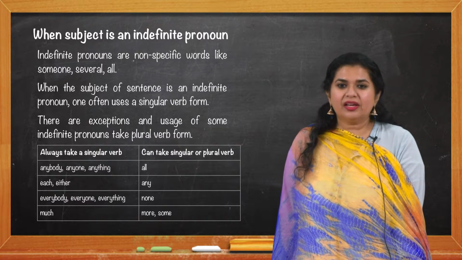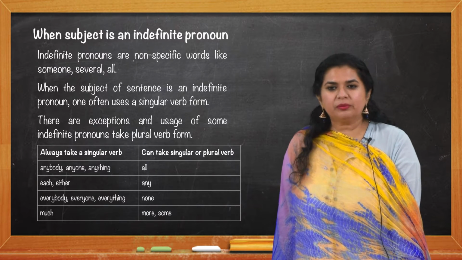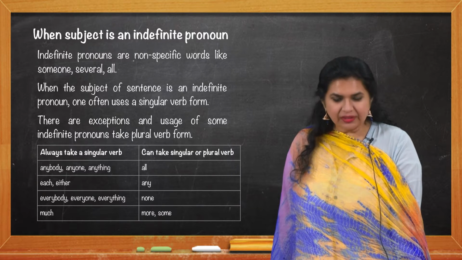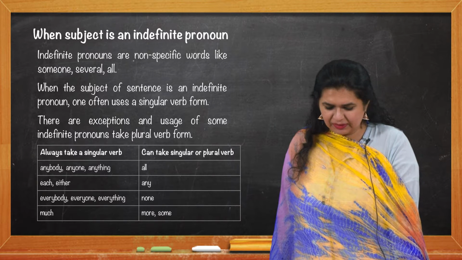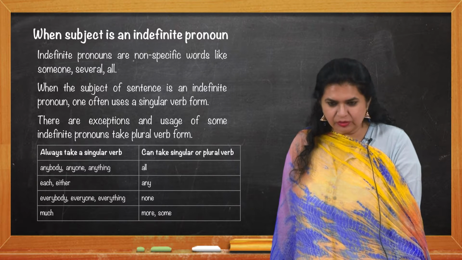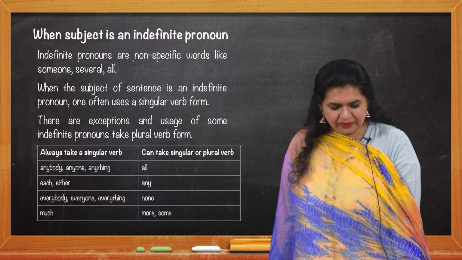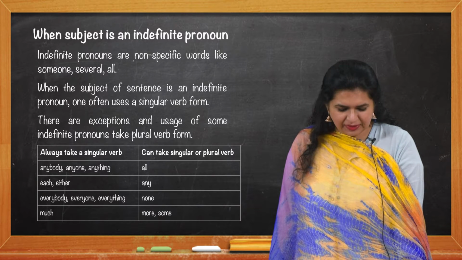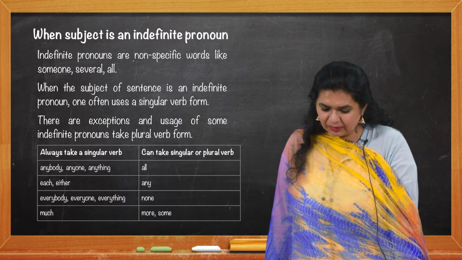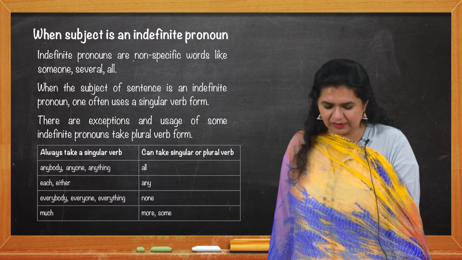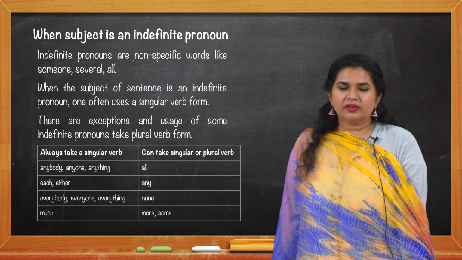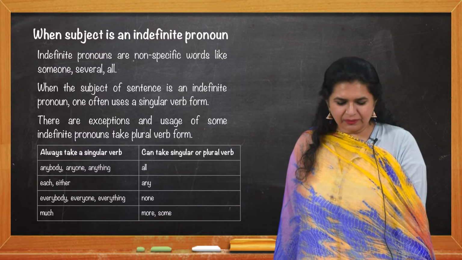There are exceptions, and usage of some indefinite pronouns where they take a plural verb form. So, please look at the table here. Always taking a singular verb: anybody, anyone, anything. Can take a singular or plural verb: look at the two columns. Always take a singular verb: anybody, anyone, anything, each, either, everybody, everyone, everything, much. And can take either singular or plural verb depending on the context: all, any, none, more, some. Example: Some of the boys are here, some of them aren't.